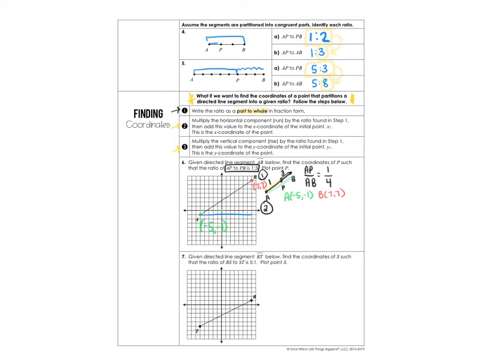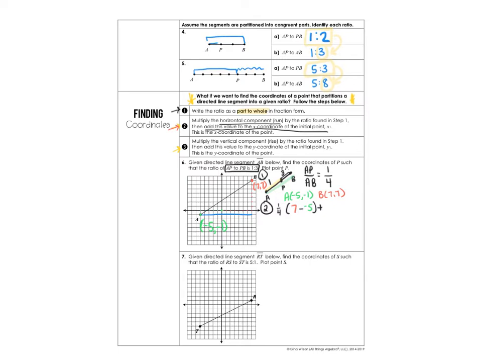So from there, going back to where it says here in step 2. In step 2, it says we're going to multiply the horizontal component, which is the run. We find the run by subtracting x2 minus x1. So we want to take that, our horizontal component, and multiply it by the ratio we found in step 1. Our ratio in step 1 was 1/4. And then we need to add it to x1.